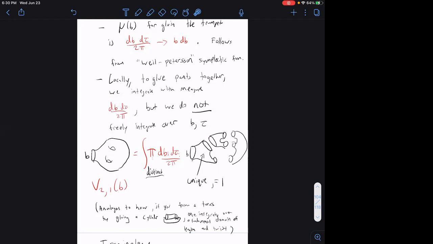But we have to be really careful. If you take a surface like this, decompose it into pants, you write it as an integral over pants glued together with this measure here. You're not freely integrating over the B's and the taus. That's because the way of decomposing this surface into pants is not unique. So if you try to integrate freely over these lengths and twists, you'll overcount. A way to think about this is very similar to how if you try to form a torus by gluing together a cylinder, you have to integrate the length and twist over a fundamental domain.